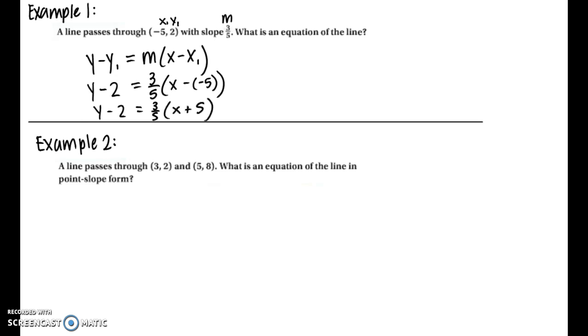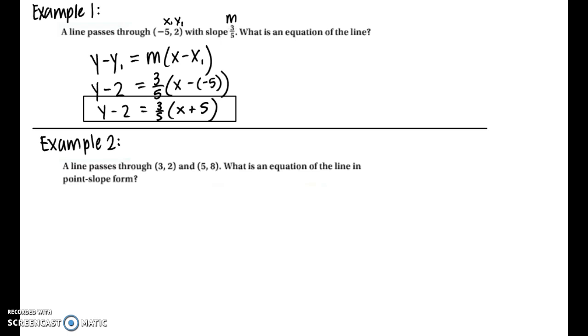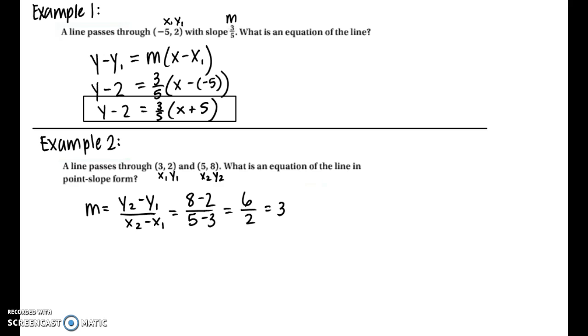In example 2, we are told that we have a line that passes through the points (3, 2) and (5, 8). We need to figure out an equation of the line in point-slope form that represents these 2 points. I'm going to label the points x1, y1 and x2, y2. Take note that we're not given the slope here, so we need to find that. Substituting the given points in, we have 8 minus 2 over 5 minus 3. That reduces to 6 over 2, which is equal to 3. So that means our slope is 3.